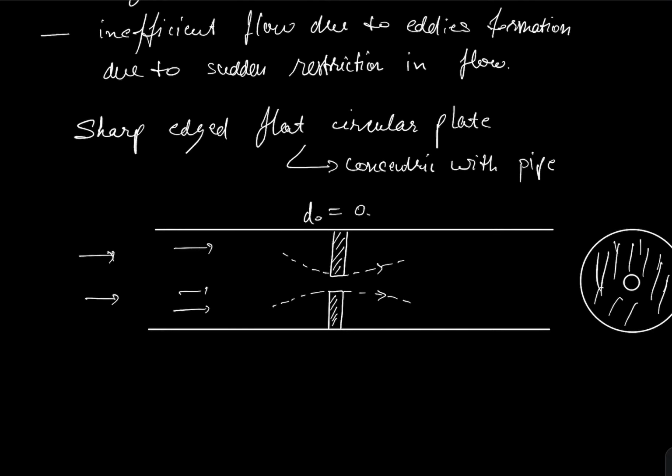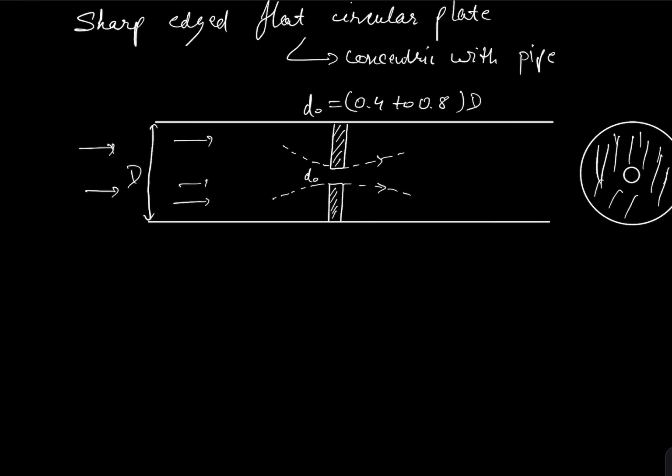It is about 0.4 to 0.8 of the diameter of the pipeline. Let's say this is my pipeline diameter, capital D, and here is my diameter D naught, the diameter of my orifice plate. That is about 0.4 to 0.8 times my pipeline diameter.